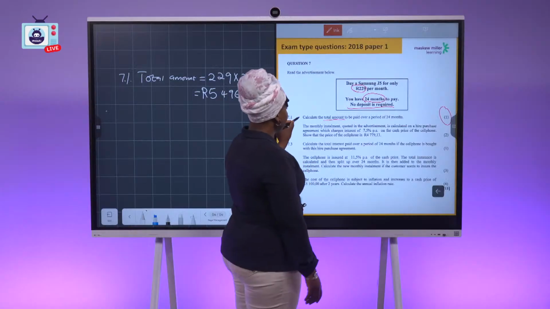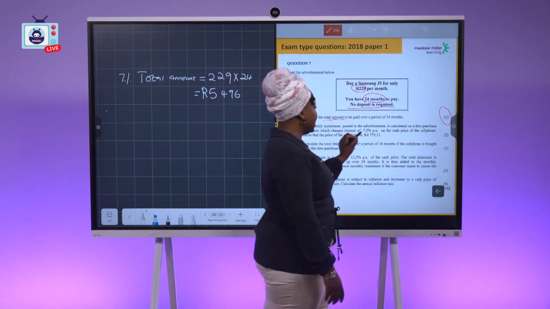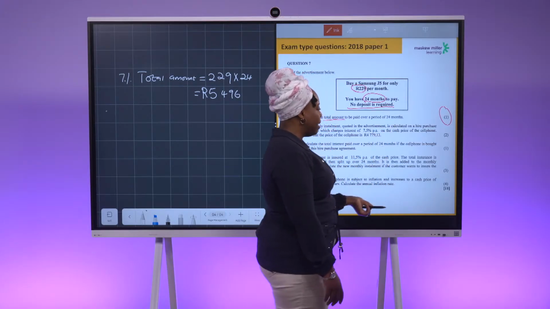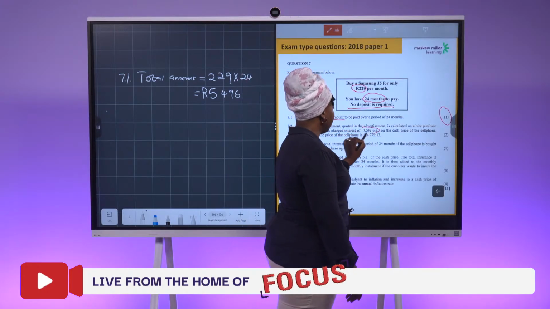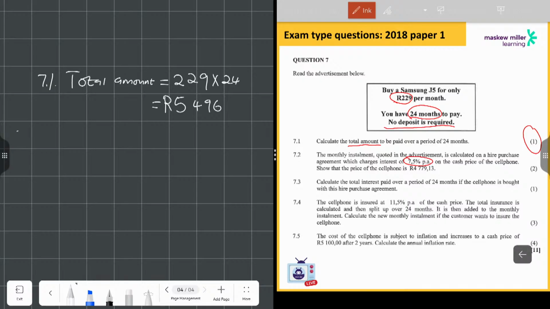Now the second question, they say the monthly installment quoted in the advertisement is calculated on a hire purchase agreement, which charges interest of 7.5% per annum on the cash price of the cell phone. Show that the price of the cell phone is actually 4,779 and 13 cents. So now they just want you to show that the actual amount is not 5,496, rather it is 4,779 and 13 cents. How will we show that?